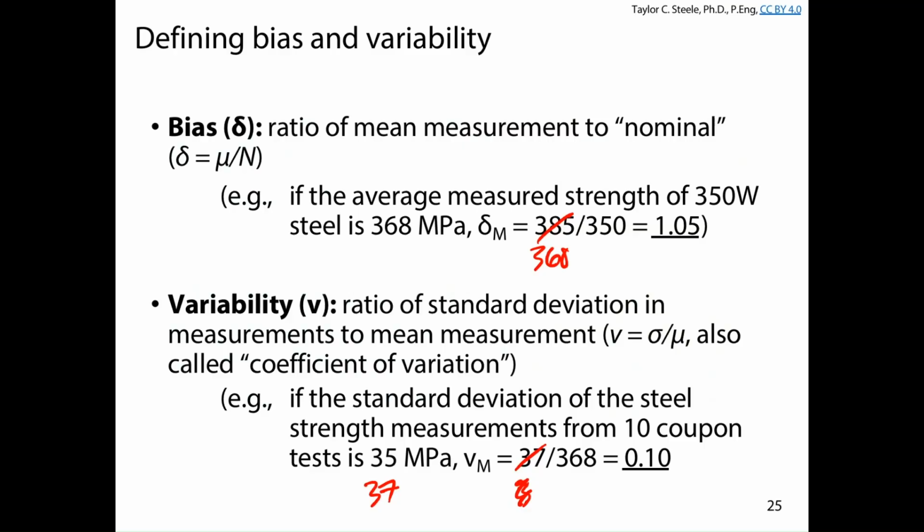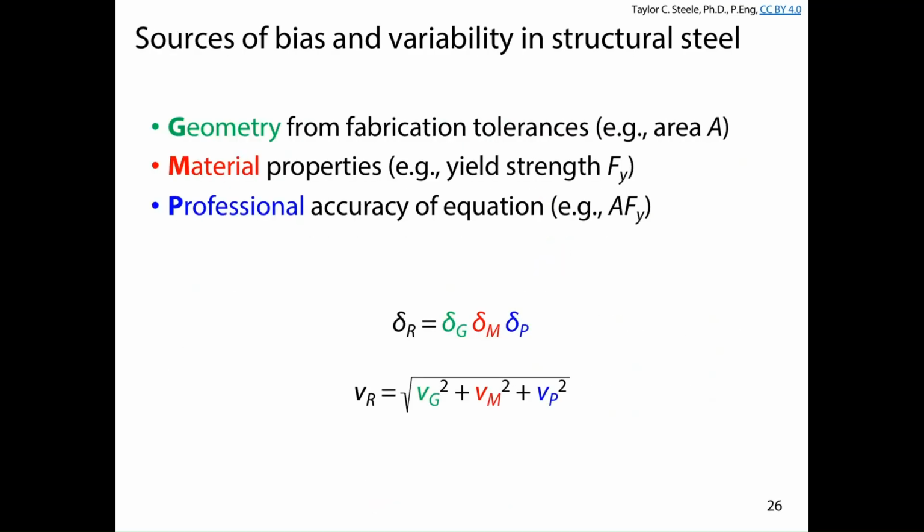There are some other things like geometry. For example, how sure are we that the area is going to be exactly 2,500 millimeters squared? I don't know. It might have a small tolerance on it. And then there's the professional accuracy of the equation. For example, A Fy is what we would call a perfect equation. It's exactly right. If you know A and Fy, it's exactly right. And so for that reason, we usually say that the bias for A Fy is 1 and the variability is 0. You just can't have any different answer. But the geometry and material and other equations can have a bias and a variability.